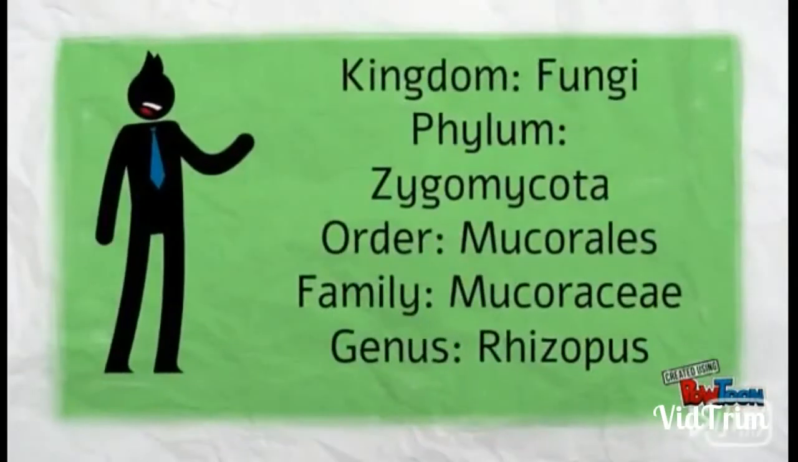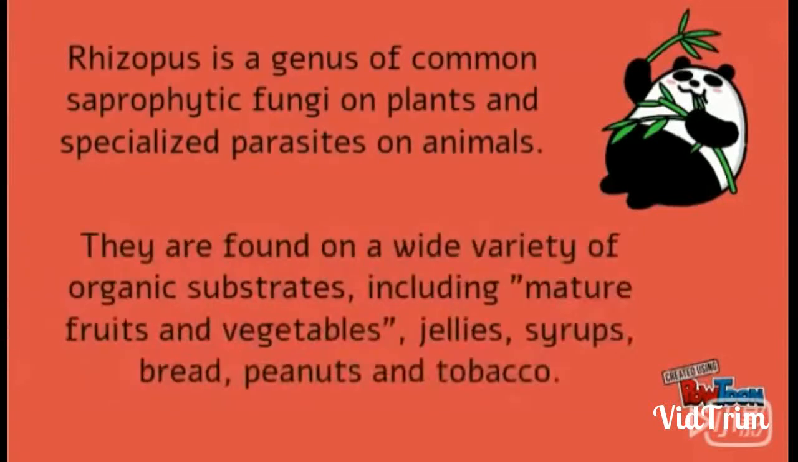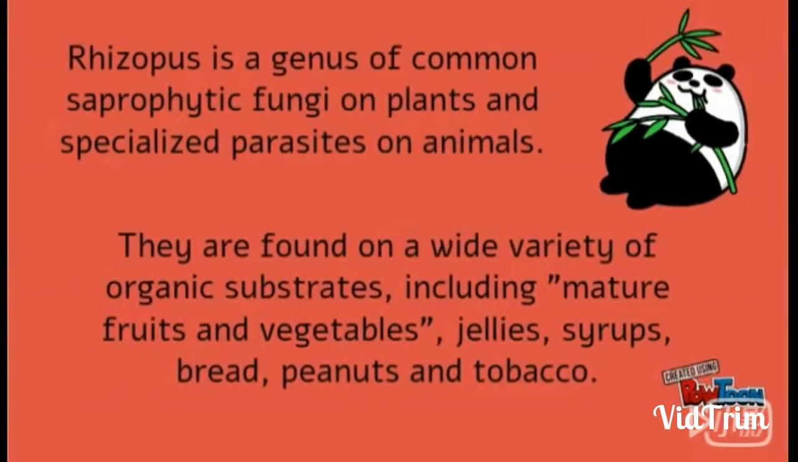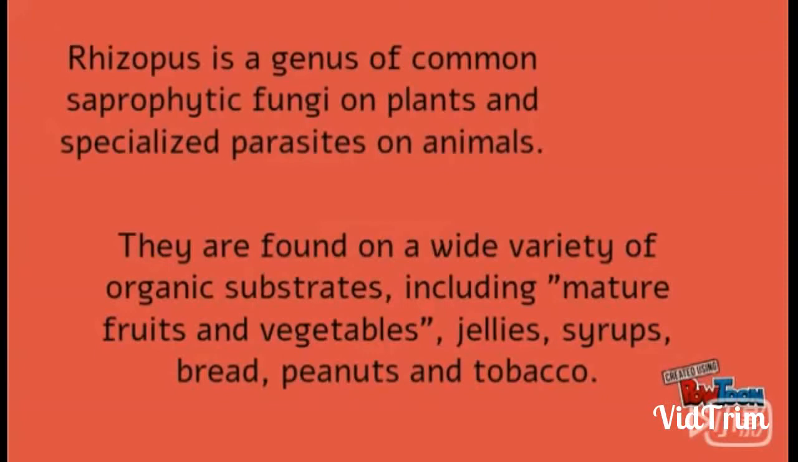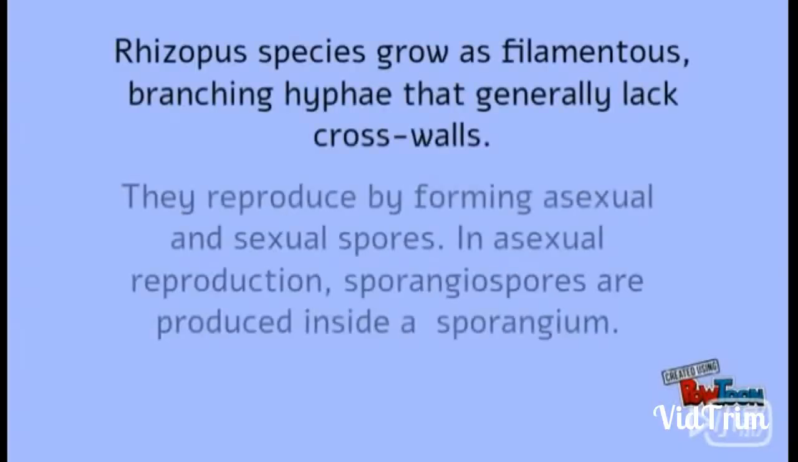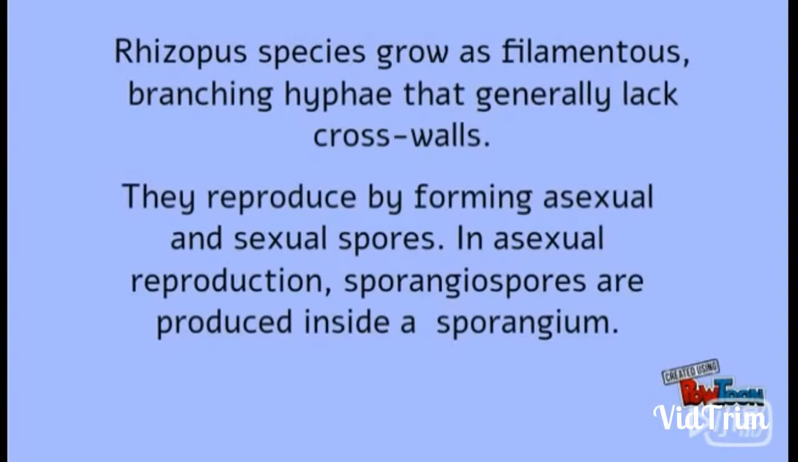Rhizopus. Rhizopus is a genus of common saprophytic fungi on plants and specialized parasites on animals. They are found on a wide variety of organic substrates including mature fruits and vegetables, jelly, syrup, bread, peanuts, and tobacco. Rhizopus species grow as filamentous branching hyphae that generally lack cross walls. They reproduce by forming asexual and sexual spores.